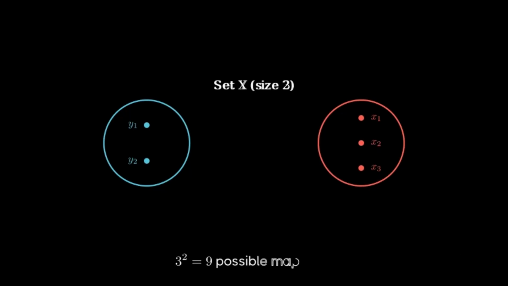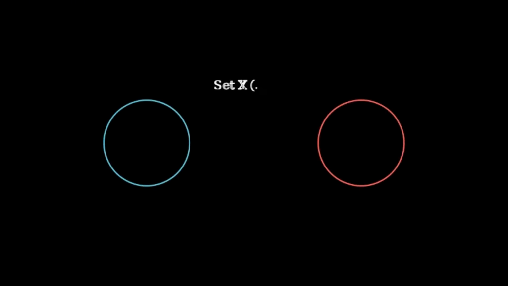For each of the 2 elements in set y, we have 3 possible choices from set x. Using the multiplication principle, we get 3 times 3, which equals 3 squared, or 9 possible functions. Let's try another example with a smaller set y containing just 1 element, and set x with 2 elements. Here I've drawn set y with just 1 element y sub 1, and set x with 2 elements x sub 1 and x sub 2.